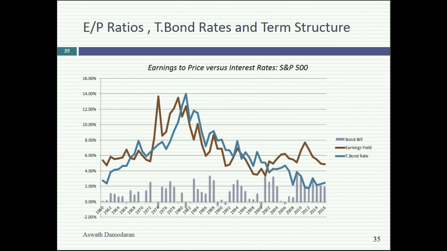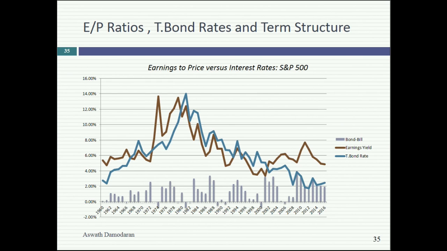You get a number that is graphed out in that whatever color that is, that ugly orange, red, yellow, whatever it is. That's the earnings to price ratio. It's the inverse of the price earnings ratio. And on the same graph, I've also put the T-bond rate. Take a look at those two lines. Do they look like they move together? Clearly, there seems to be a relationship.